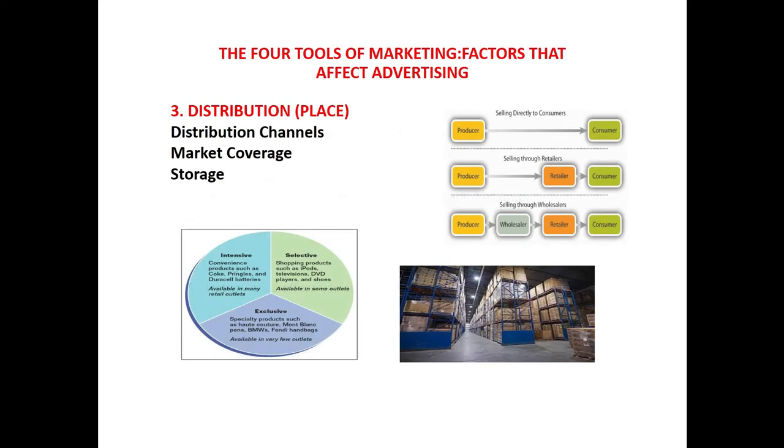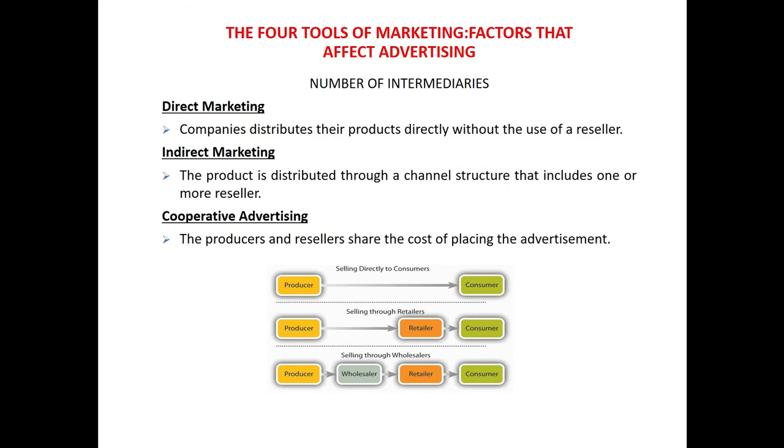Okay. So in terms of your place or your distribution, make sure that you have your distribution channel, your market coverage, and your storage as other considerations. So we have here different numbers of intermediaries. It could be direct marketing, wherein companies distribute their products directly without the use of a reseller. Indirect marketing, where the product is distributed through a channel structure that includes one or more resellers. And then we also have cooperative advertising, where the producers and the resellers share the cost of placing the advertisement.